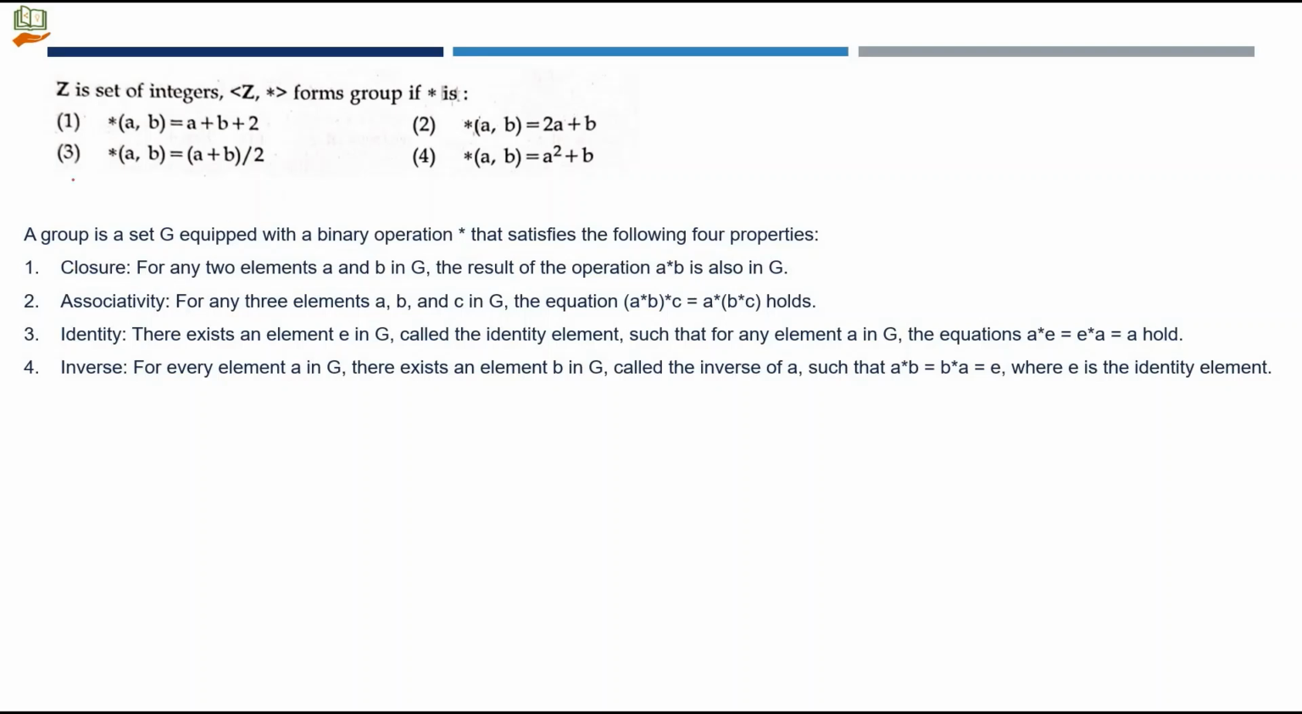First, we will check whether all the 4 options are satisfying the closure property. What is closure? For any 2 elements A and B in G, the result of the operation A into B is also in G. It means when you solve the expression in the right hand side, the value that you get should be a part of integer. Let's check the first option. Integer addition will always be a part of integer. If you add two integers and a constant 2 to it, will it become decimal point or what? No, it will stay as integer. So closure property is okay for option 1.